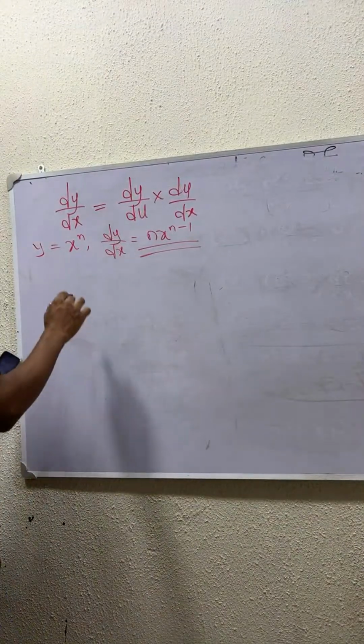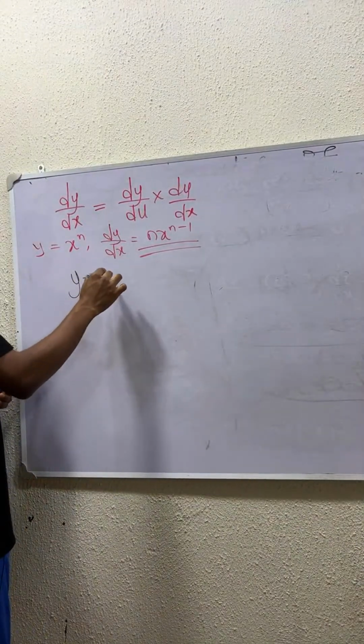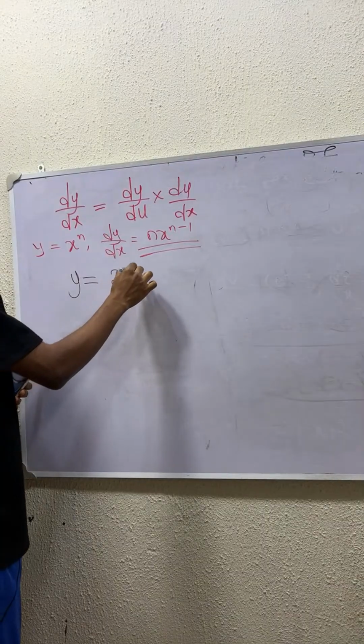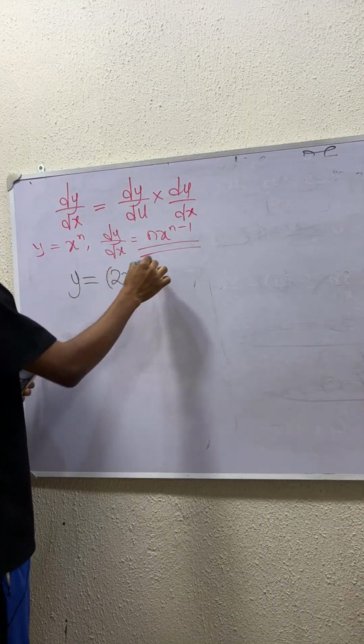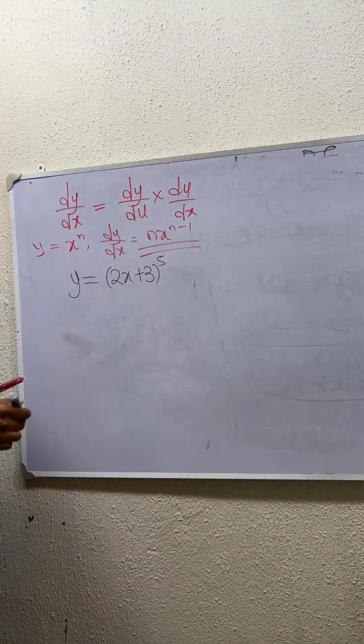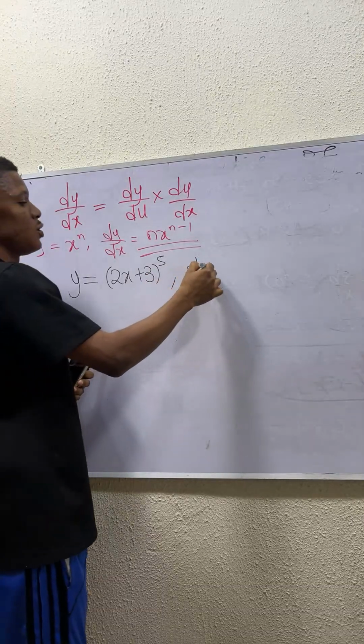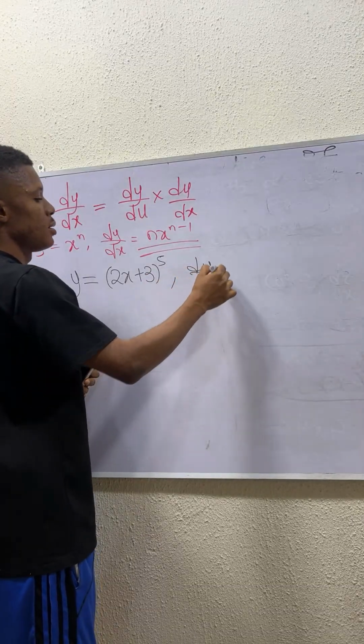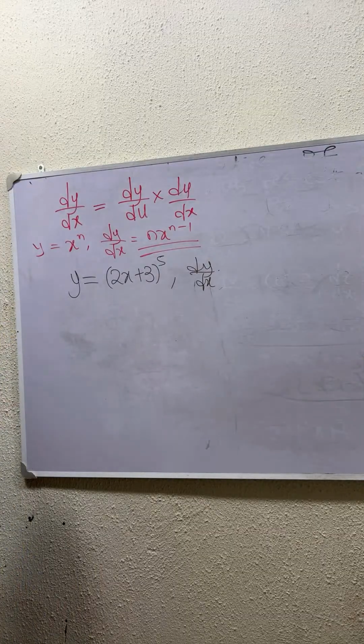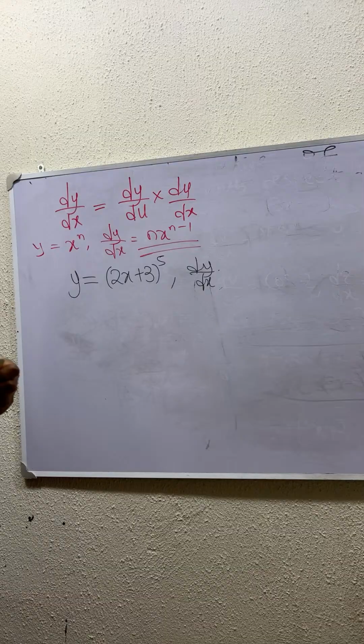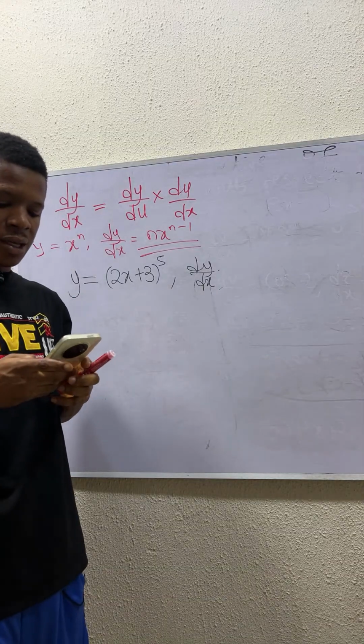So let's say we have a function. Let's say we are told that y is 2x plus 3 raised to power 5, and we are trying to differentiate y with respect to x. Differentiating y with respect to x in this type of scenario is very easy.